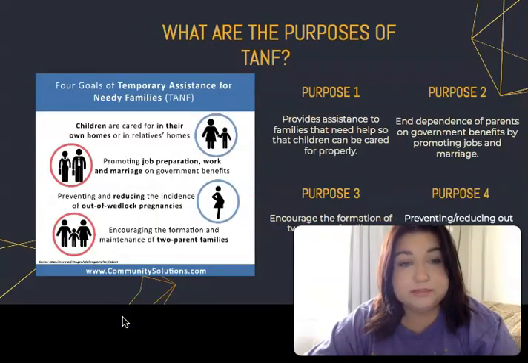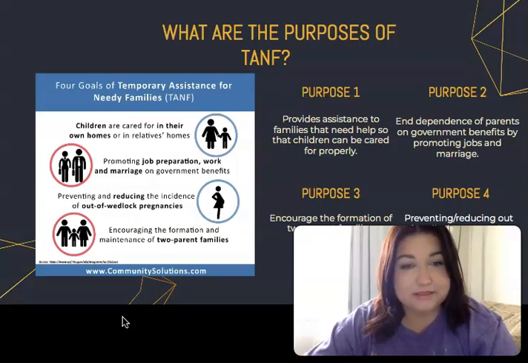What are the purposes of the temporary assistance for needy family program? I found this information on the Ohio governor page for Mike DeWine, and these are the 4 purposes or goals of the temporary assistance for needy families program.